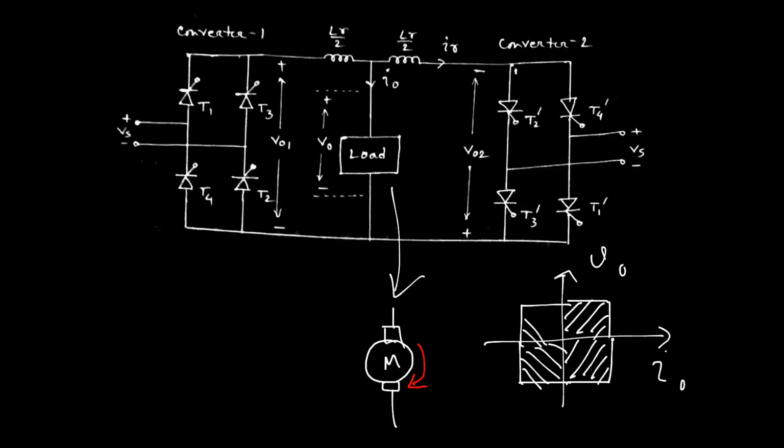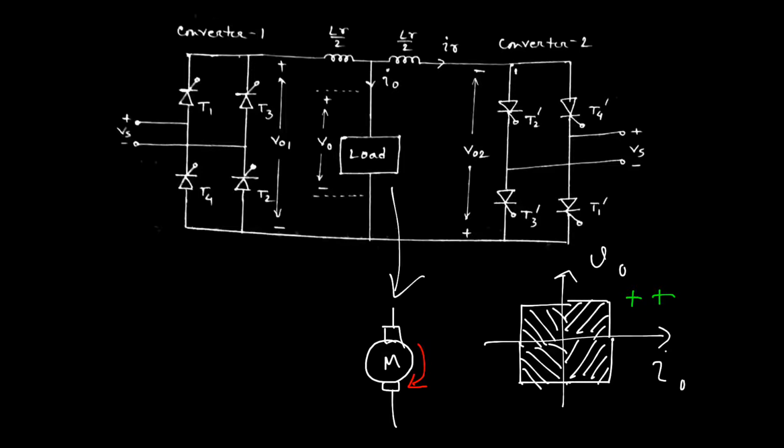Then the motor starts moving in the reverse direction, and that is actually the reverse generating action or reverse braking during reverse direction of the motor. So we can conclude that when converter 1 starts working and the motor is, suppose, moving in a clockwise direction, then the energy is delivered from the supply to the motor, or supply to load. That is why in first quadrant operation, voltage and current both are positive.